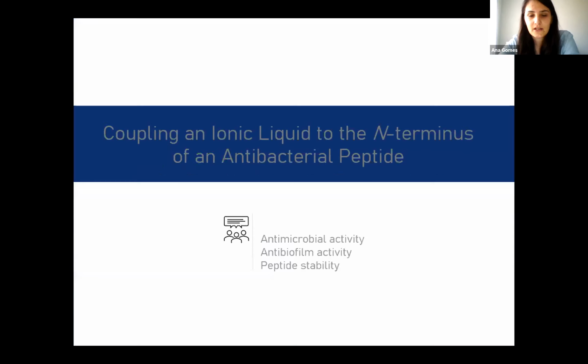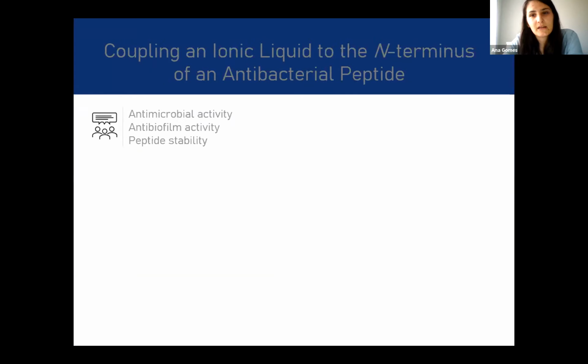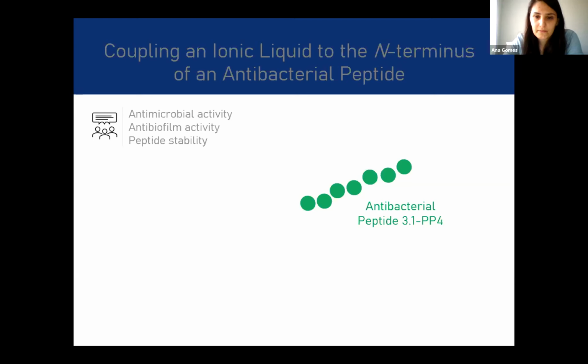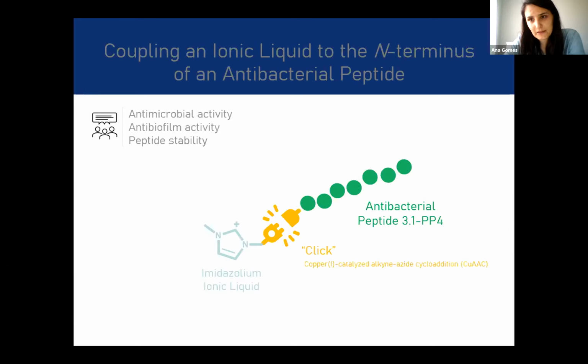And at that point, we want to understand what happens to the antibacterial peptide if we couple an ionic liquid to its terminus, and what happens to its antimicrobial and antibiofilm activity, and to the peptide stability. So, taking advantage of our best chimera peptide, the peptide 3.1 pp4, we attached to it, through click chemistry, the copper-catalyzed alkyne-azide cycloaddition, an imidazole ionic liquid.